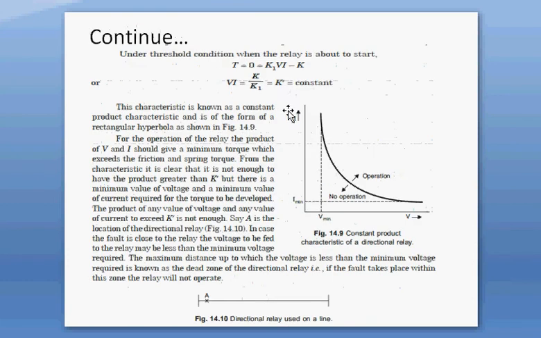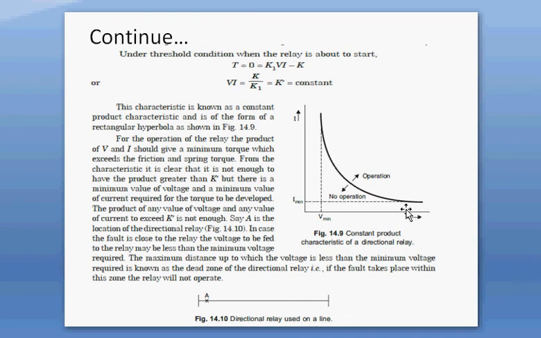Now under threshold condition, what is threshold? When the relay is about to operate. So under threshold condition, the torque developed is 0. So 0 is equal to K1 VI minus K, and from this VI is equal to K upon K1, which is equal to K dash, a constant. This is the characteristic of a directional relay, known as the constant product characteristic. The product V into I is constant, and it is in the shape of a rectangular hyperbola.